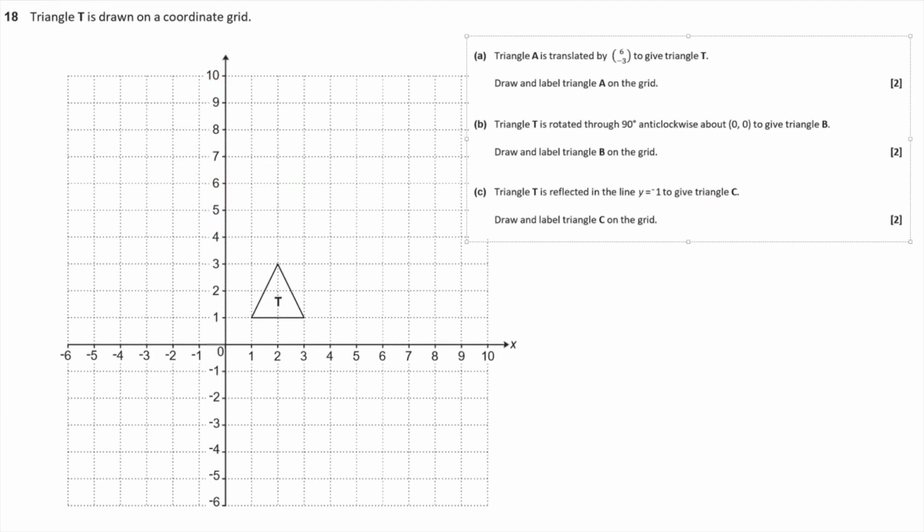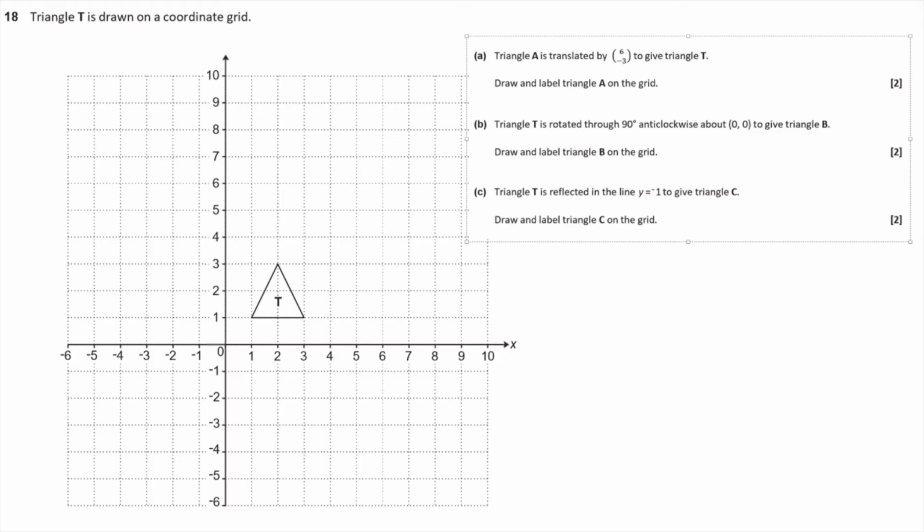Question 18. Triangle T is drawn on a coordinate grid, and we've got a series of transformations we need to do to it. Firstly, I've got a translation. Question A says triangle A is translated by (6, -3) to give triangle T. Draw and label triangle A on the grid.